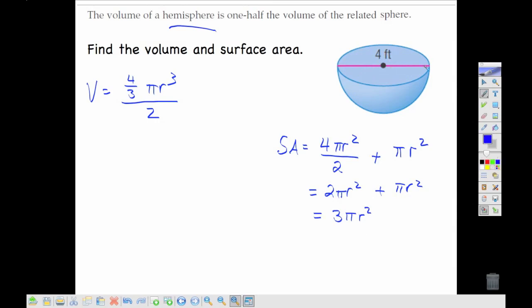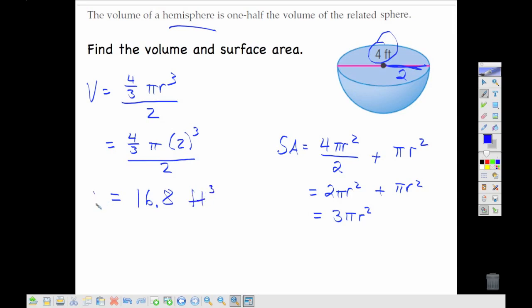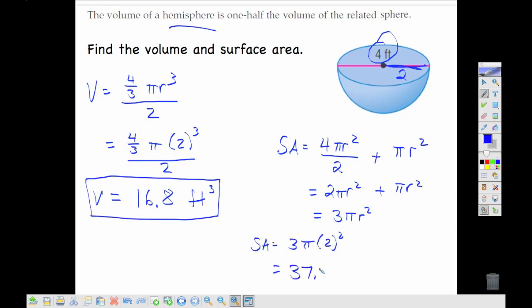So if I plug in the radius for these, looking back at my picture, that radius, since they gave us the diameter, the radius would be 2. And that would give us 16.8 cubic feet for the volume. And for our surface area, it will give us 12 pi, or about 37.7 square feet.